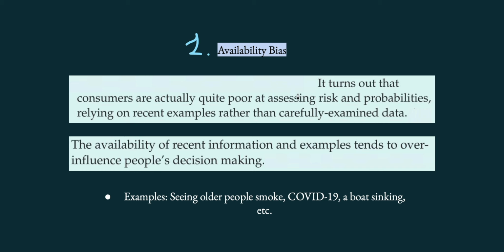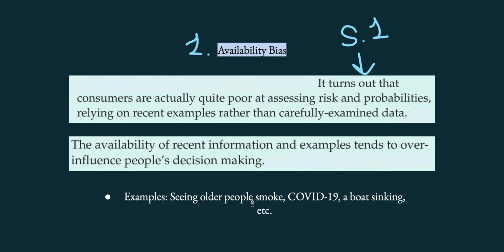Okay, remember, this is all a problem with the automatic System 1 thinking. That's what happens when we think too fast sometimes. We just think about what most recently happened instead of continuous data over time. So the availability of recent information and examples tends to over-influence people's decision-making. For example, I've listed a few examples for each of these, so let's break them down.